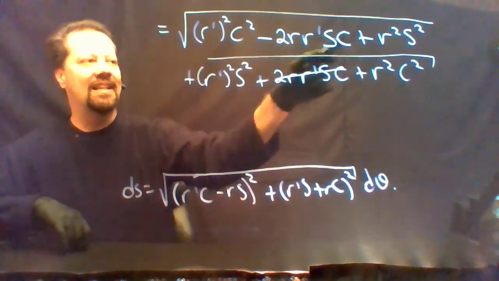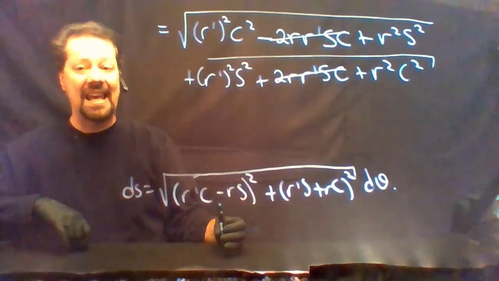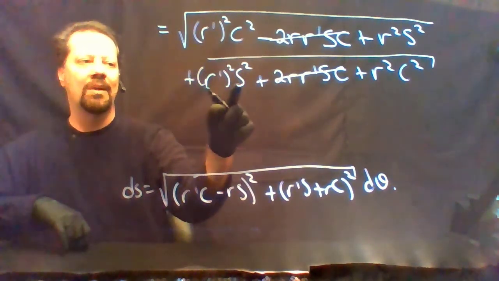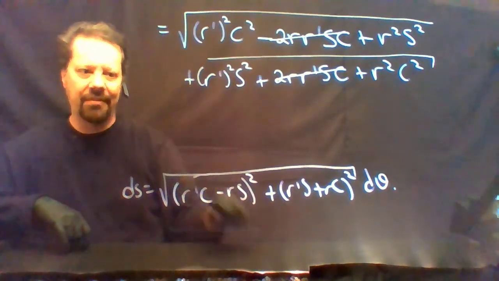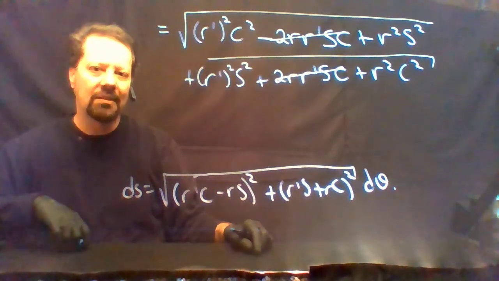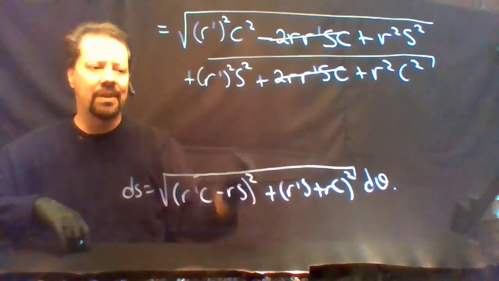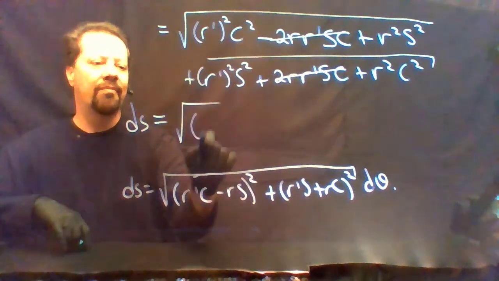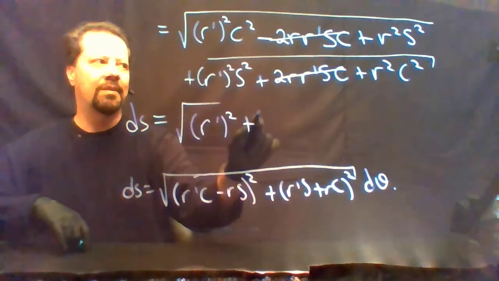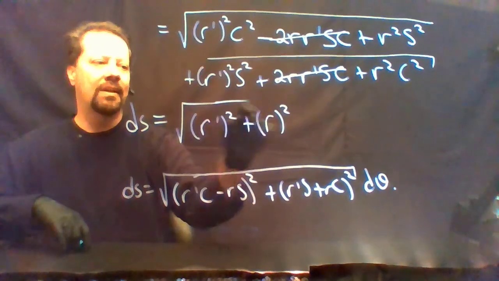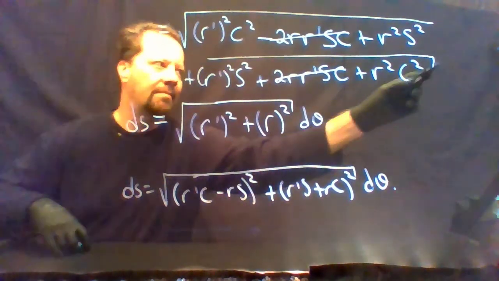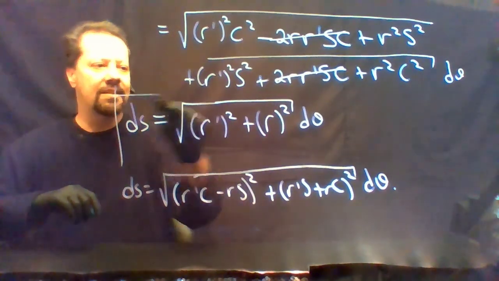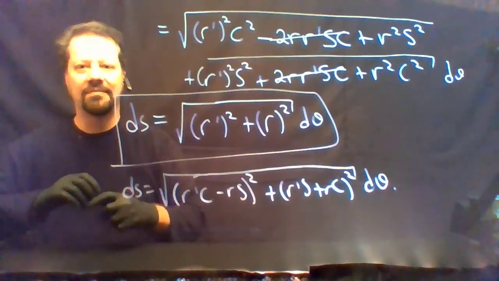We do get some cancellation. These two terms cancel each other, and r prime squared cosine squared plus r prime squared sine squared can have the r prime squared factored out, multiplied by cosine squared plus sine squared, which is 1. This simplifies to the square root of r prime squared plus r squared, all times d theta. And I forgot my d theta over here. This gives us the element of arc length.